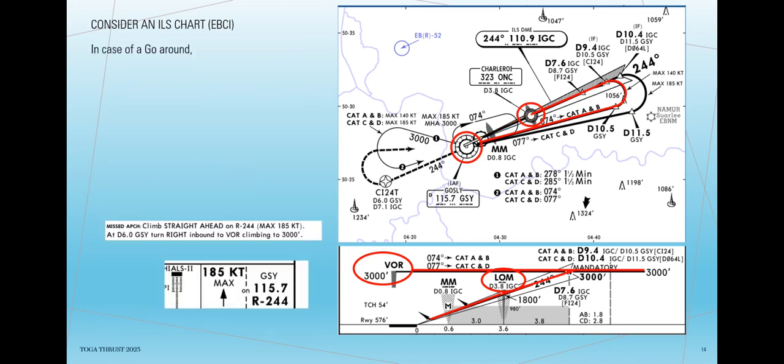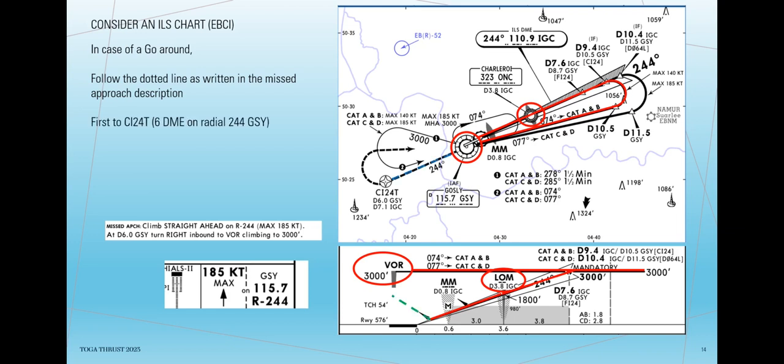In case of a go-around, follow the dotted line as written in the missed approach description. First to Charlie India 24 Tango, 6 DME on radial 244 Golf Sierra Yankee. Then turn right to Golf Sierra Yankee VOR climbing to 3,000 feet.